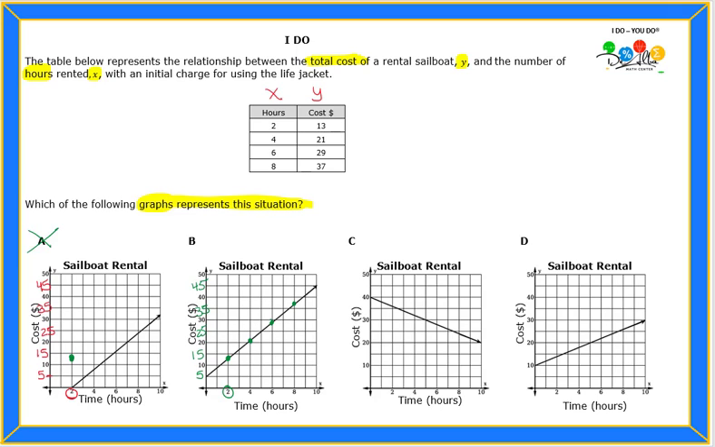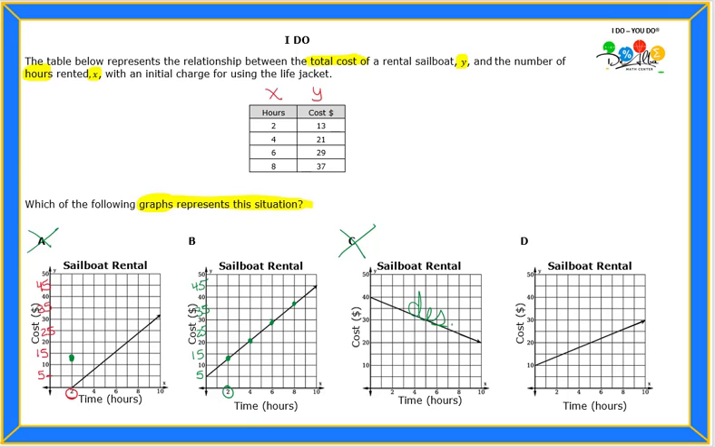What about C? Well, first of all, I know that my line needs to be ascending because there's no way that my total cost can be going less as you do more hours, right? Does that make sense? So that's a descending line. So no, that cannot be my answer.